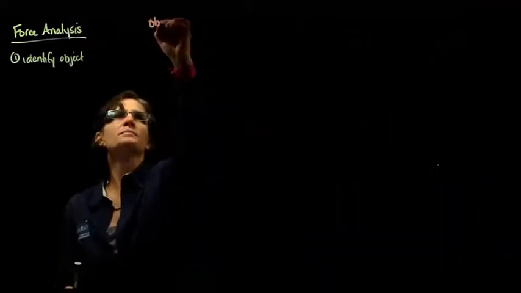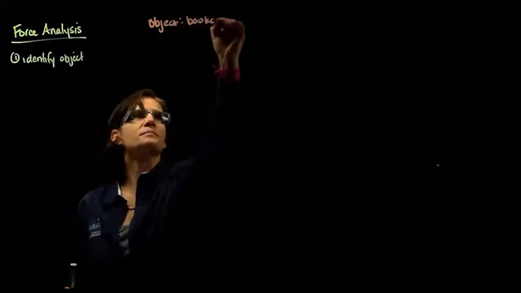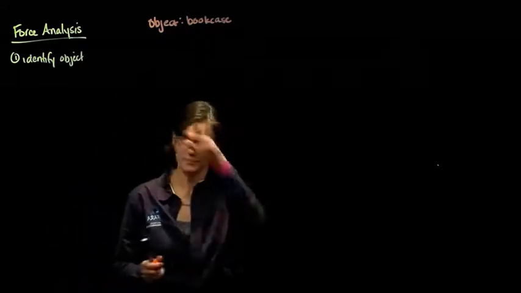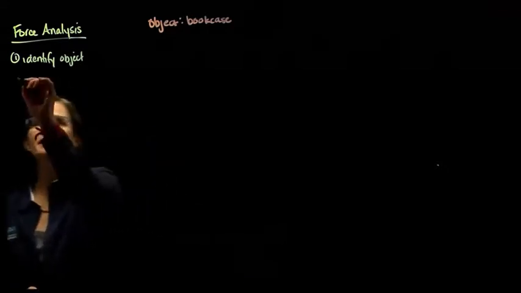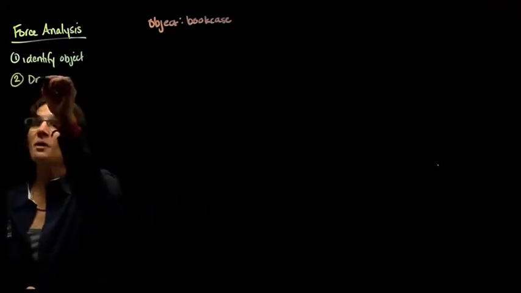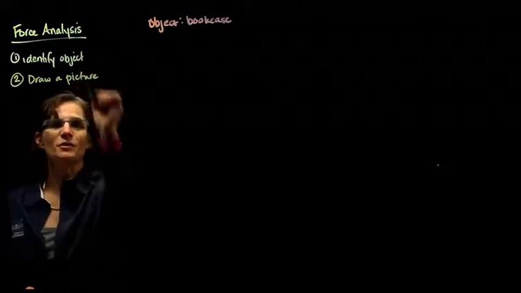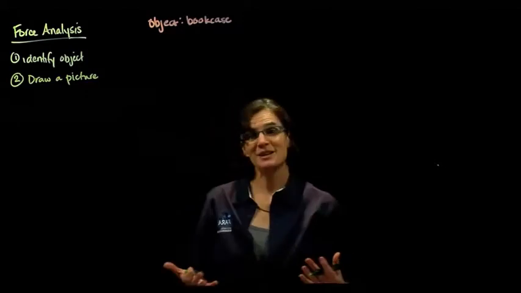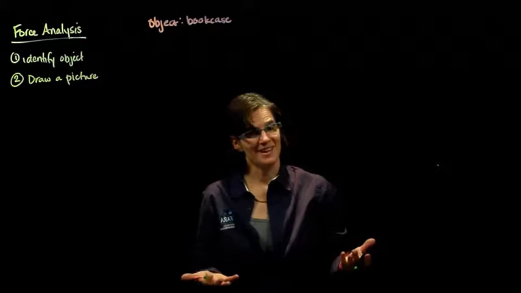So we're going to be explicit about that. And we've been doing this. We've been identifying the object and the interactions. All right. So the second part of the process is going to be to draw a picture. And as we move to using force analysis to do analysis of motion, that picture is going to need to have a coordinate system and an origin.